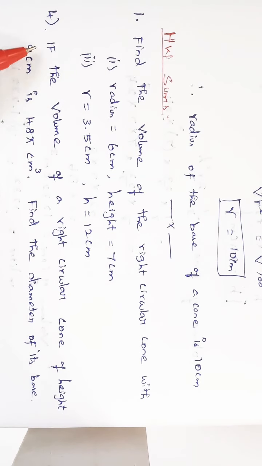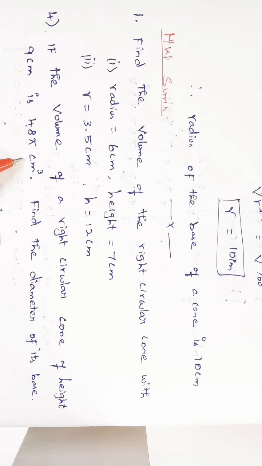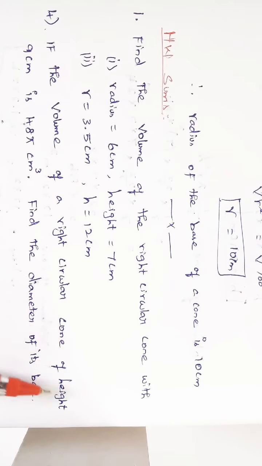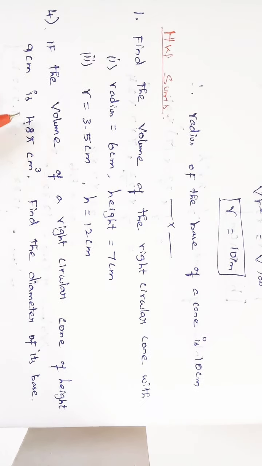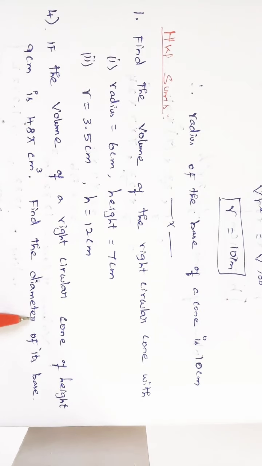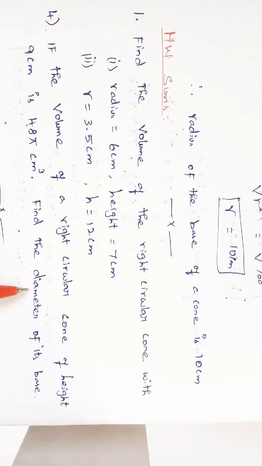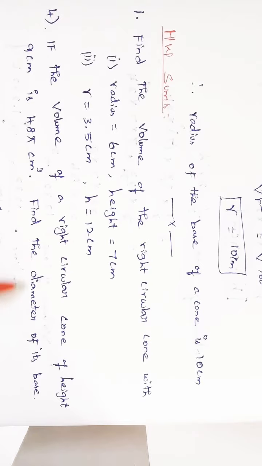And sum number 4: the volume of a right circular cone of height 9 centimeter is 48 pi centimeter cube. They have given the volume of the cone as well as the height. Find the diameter of its base. Just equate the volume of cone formula with 48 pi, then we'll get the radius. After finding the radius, just multiply by 2. 2 times the radius is the diameter, so multiply by 2 and we'll get the diameter.